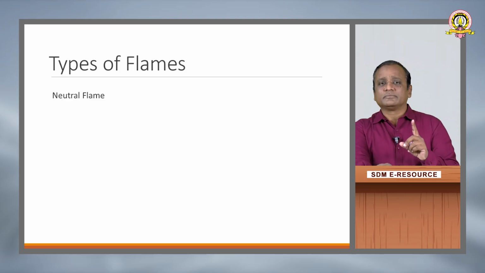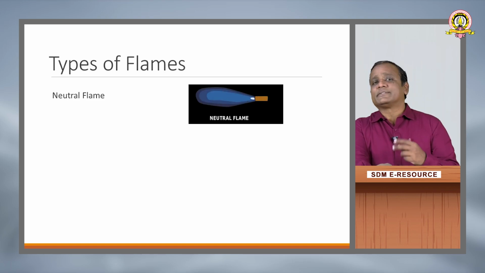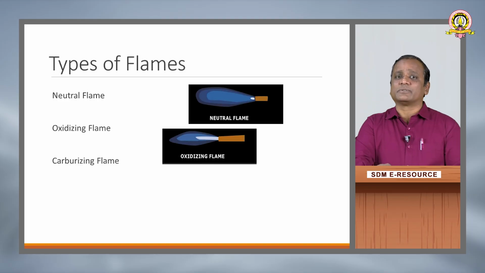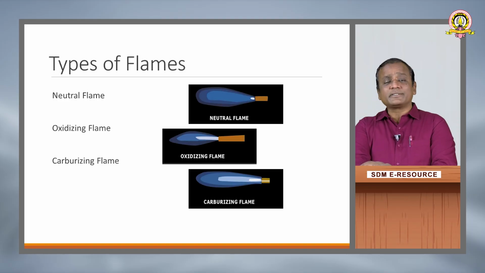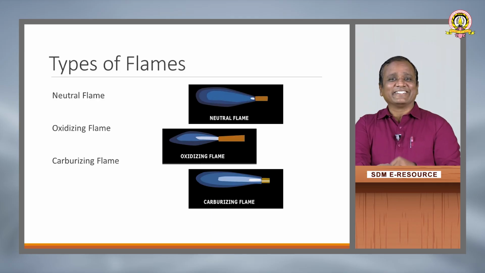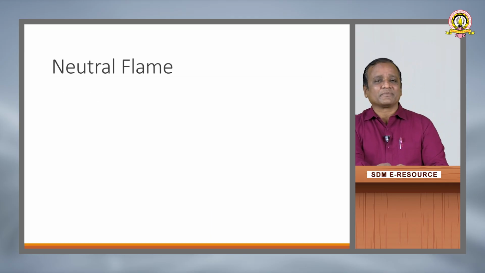First one, neutral flame. This is how the neutral flame looks. Second one, oxidizing flame, and this is how the oxidizing flame looks. And the last one is carburizing flame. Let's try to understand each flame clearly.